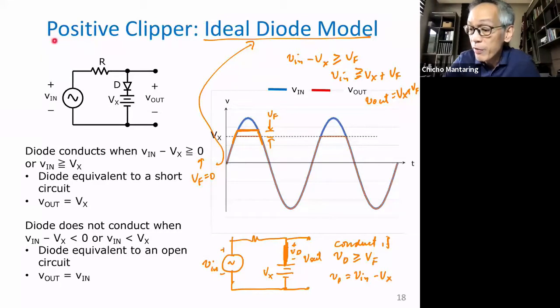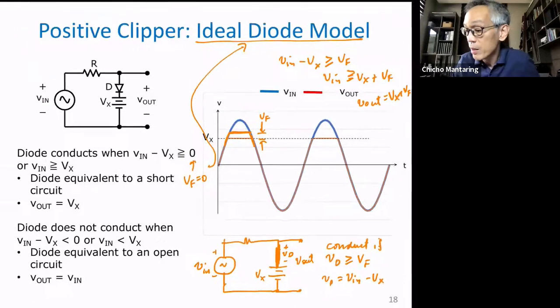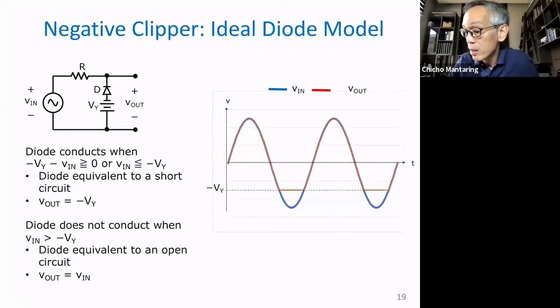So this is your positive clipper. Negative clipper. The positive clipper limits the peak positive value of your output. The negative clipper limits the peak negative value of your output. So notice, we just reversed the diode here. We also reversed the reference voltage Vy.